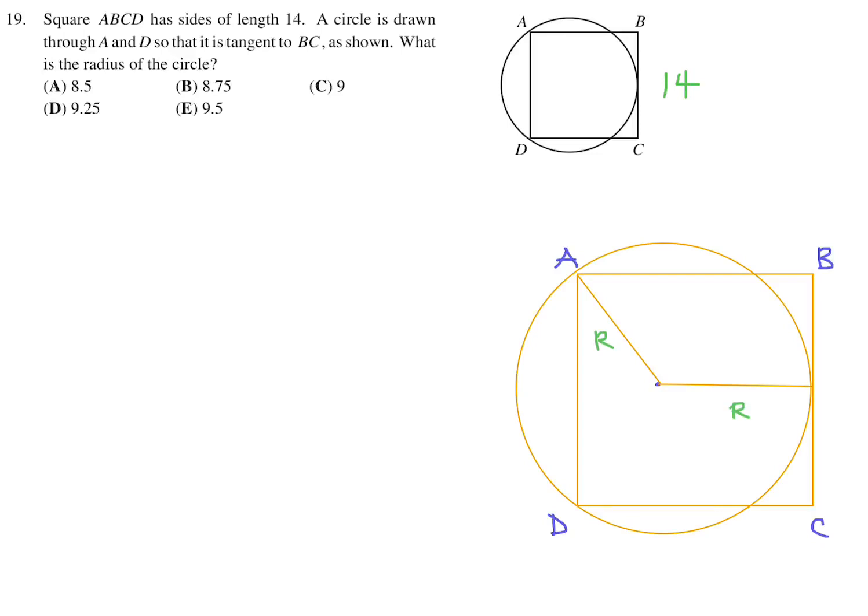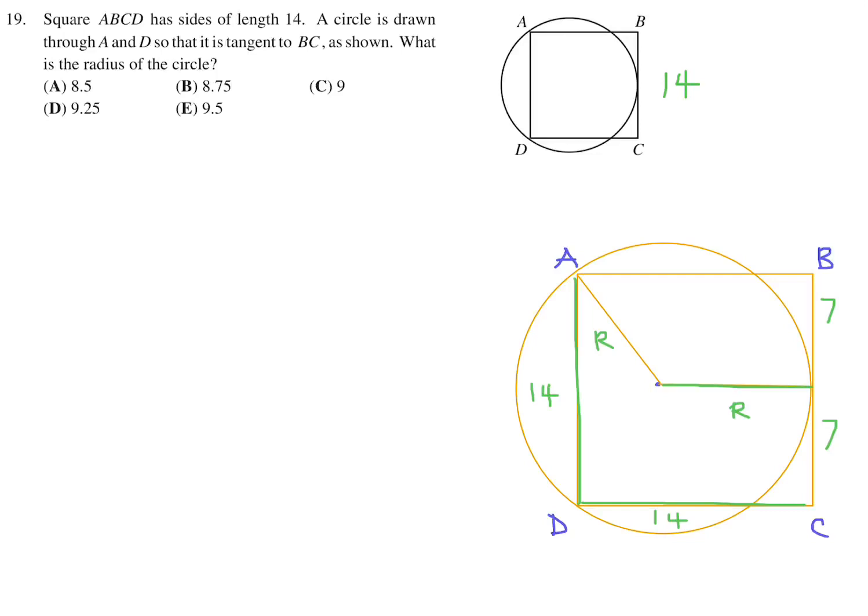And what else do we know? We know that the length of the cube is 14. So from here to here is 14. From here to here is 14. Okay? The length of the square, rather. It's not a cube. And then since this radius cuts BC in half, from here to here would be 7, and from here to here is 7.